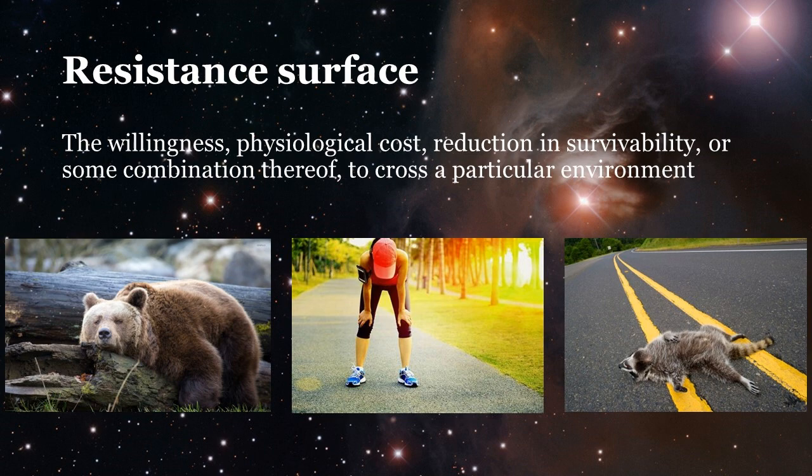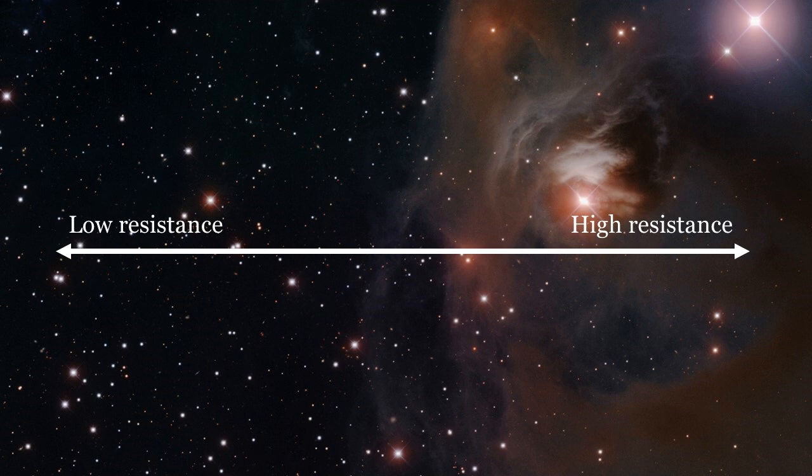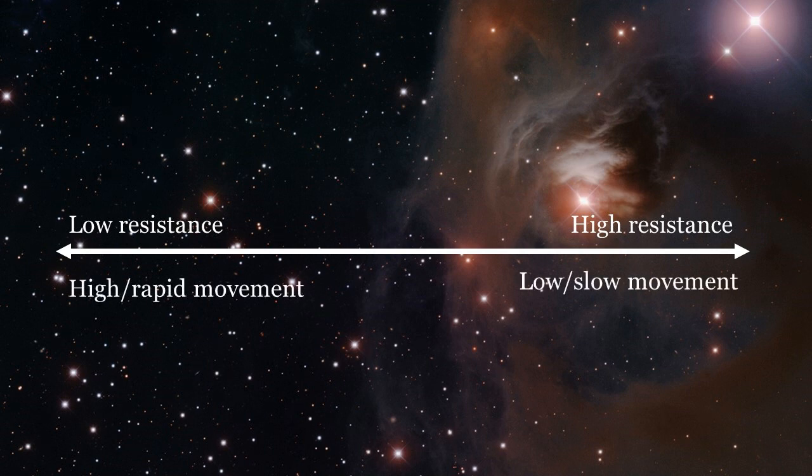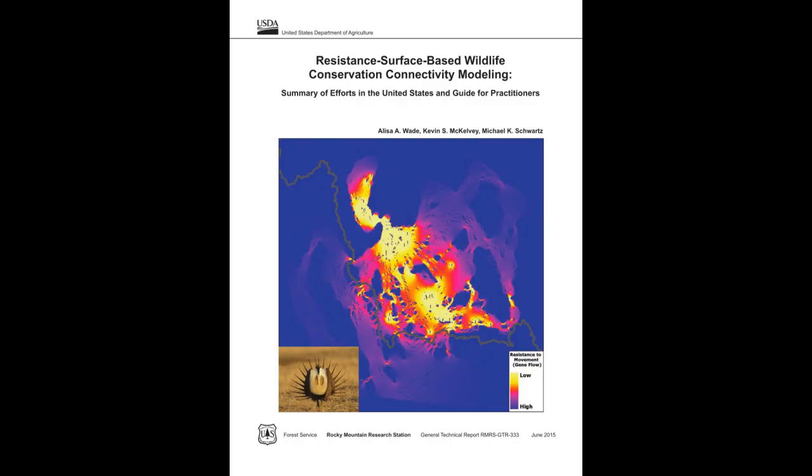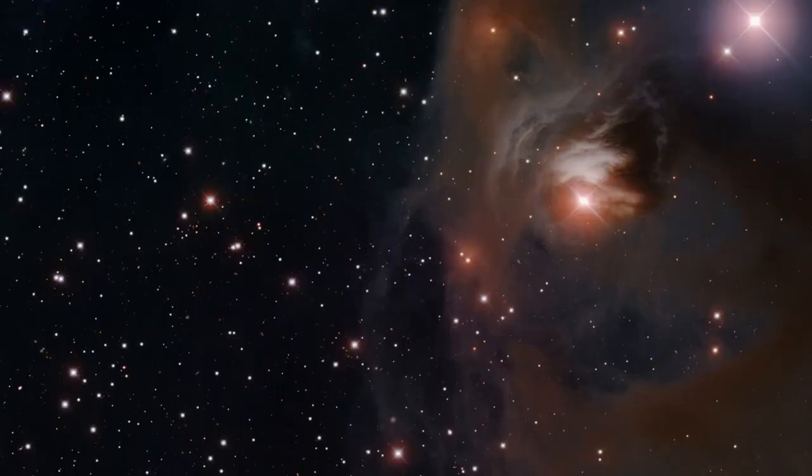The cost of movement can be thought of as a continuum, ranging from low resistance to high resistance. Low resistance means that there is a high movement, and high resistance means that there is low movement. Resistant surfaces are commonly used to represent connectivity in metapopulation and corridor models. In these models, isolation is described by resistance, which accounts for multiple environmental variables, instead of simply isolation by distance.